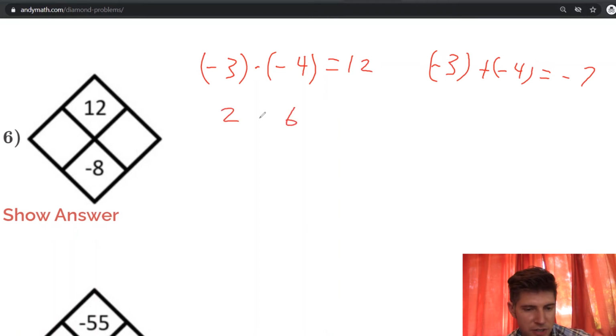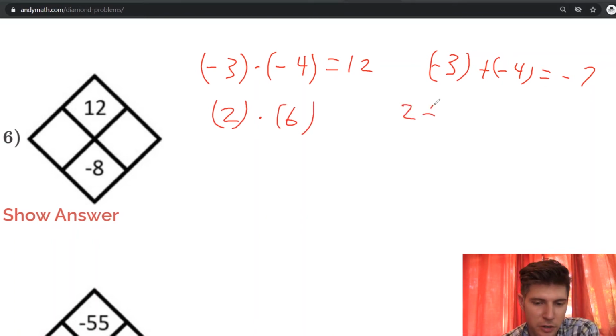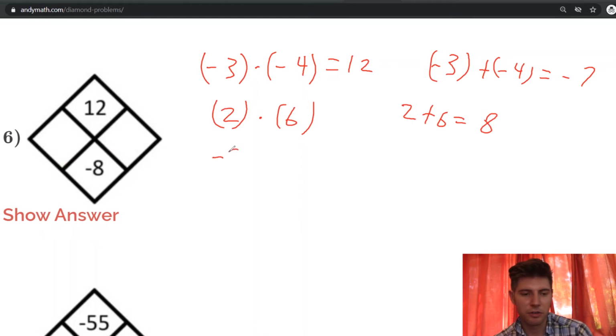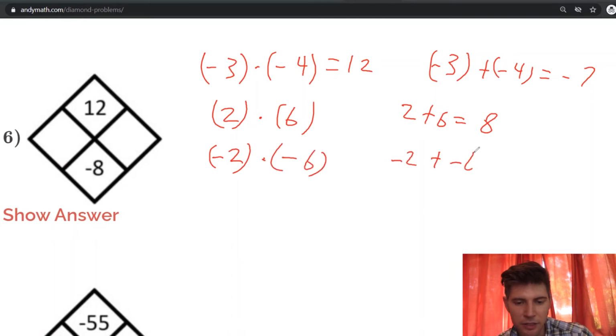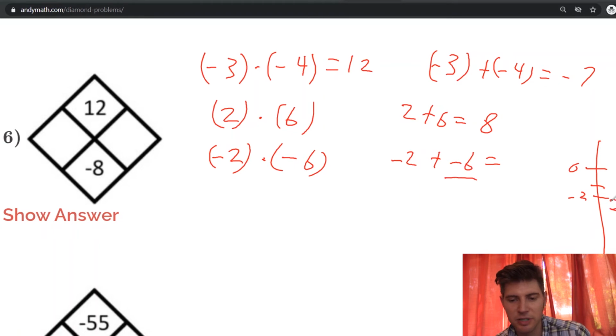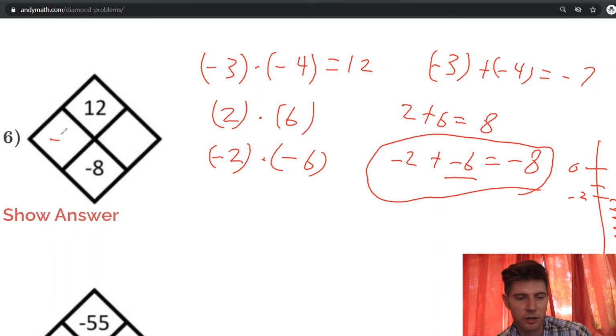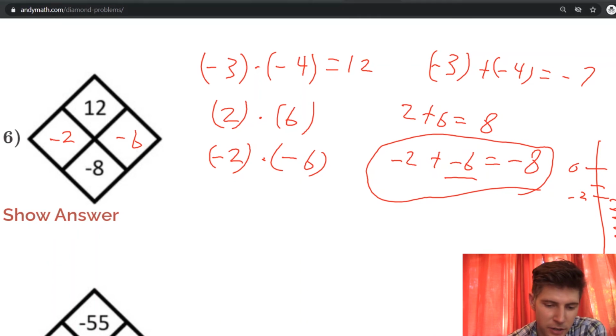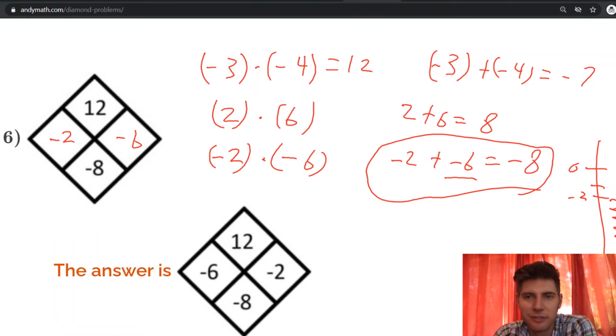So now let's try 2 and 6. And once again, if I did positive 2 and positive 6, I know they're going to add to a positive number. 2 plus 6 equals 8. But I want a negative number. So I'm going to try negative 2 times negative 6. And when I add those, that essentially means I'm starting out 2 in a hole, and I'm going down 6 more. So this gives me negative 8. So my answers are negative 2 and negative 6. They multiply to give me 12, and they add to give me negative 8. And there's the answer right there.